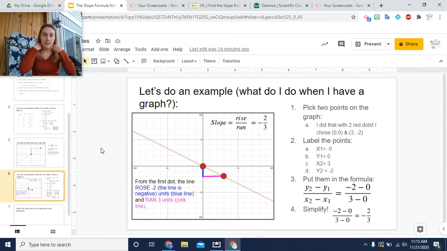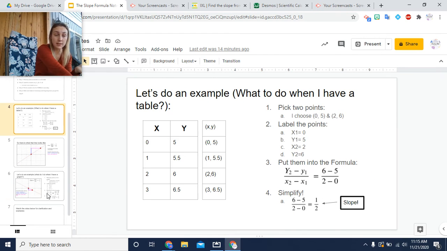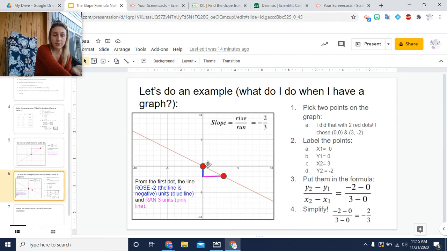So when you have a graph like this, you just have to choose 2 points like you did on the table up here. I chose these points already for you. I chose this point, which is 0, 0, so I'll go ahead and write that down. And the second point I chose is going to be 3, -2.